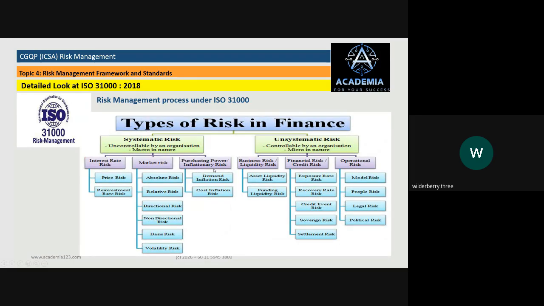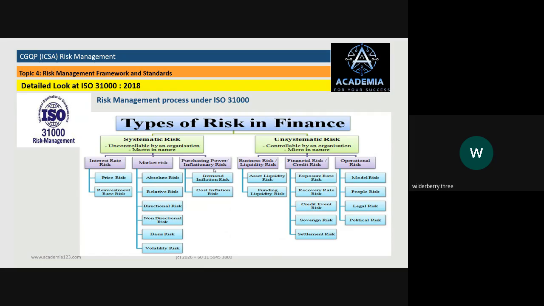Let us look into the types of risks which are focused under ISO 31000. You know the differentiation between systematic risk and unsystematic risk. That's also quite helpful in the exam. Sometimes questions come up: what are systematic risks, what are unsystematic risks, name a few and how to deal with it and so on. Then you can also refer to this slide.